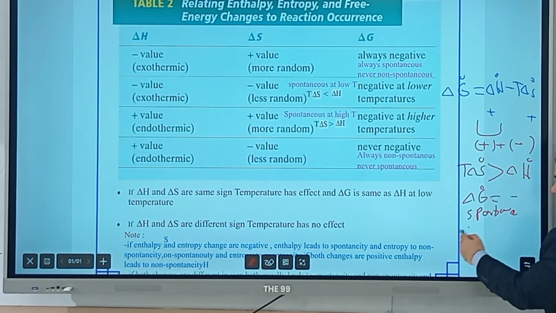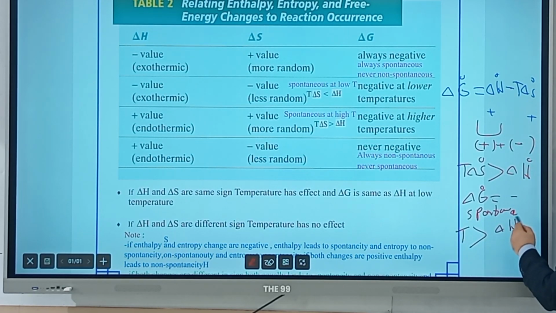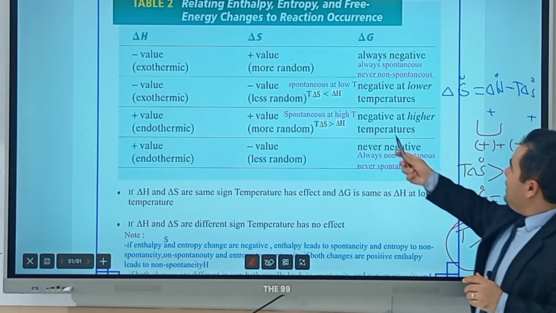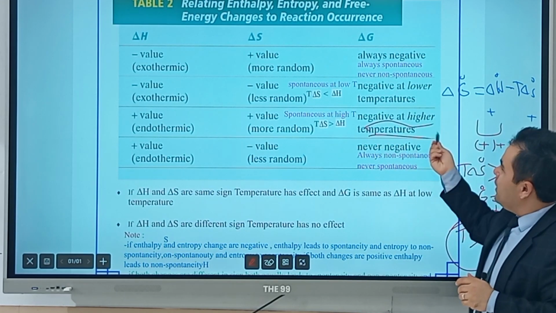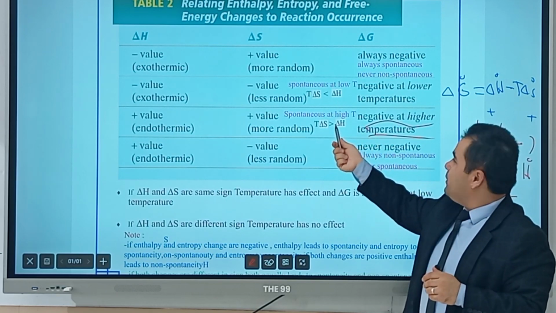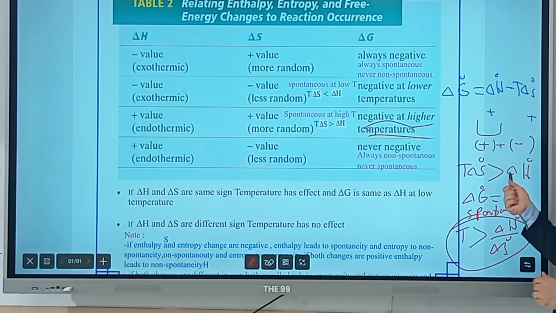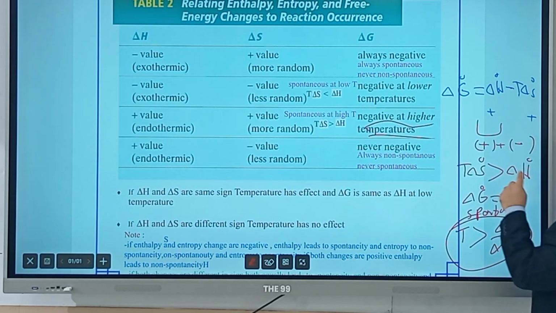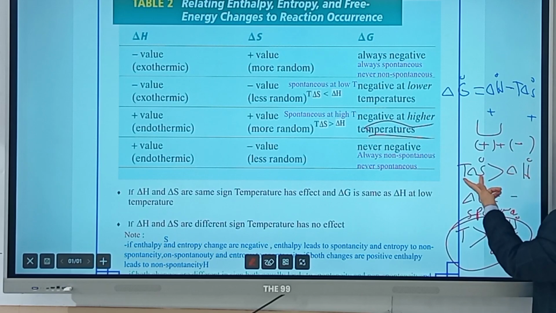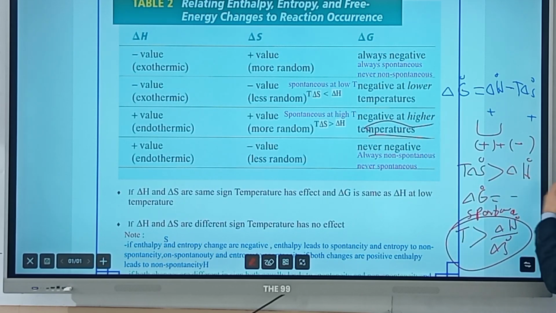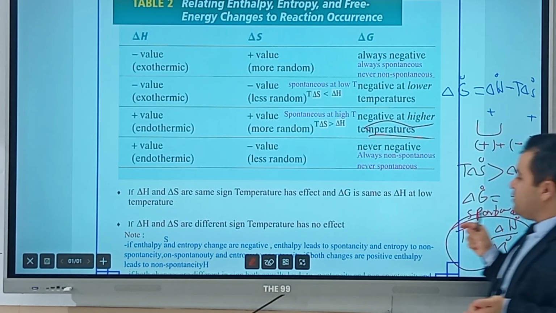Or we can say T is higher than delta H over delta S at high temperature, negative at high temperature, spontaneous at high temperature. T delta S higher than delta H is spontaneous. The reverse is non-spontaneous. At low temperature it is non-spontaneous. In this case, when delta H is higher than T delta S, it is non-spontaneous. That's how we can determine the spontaneity.